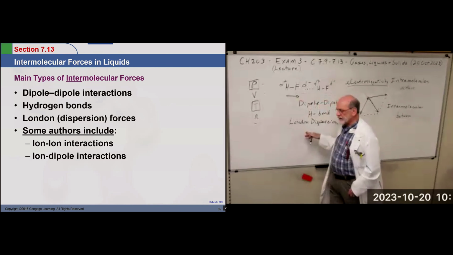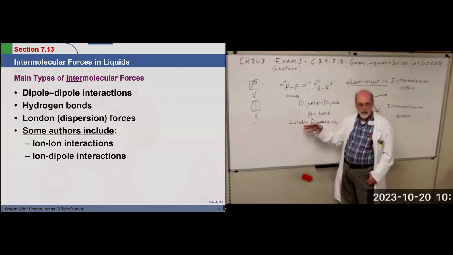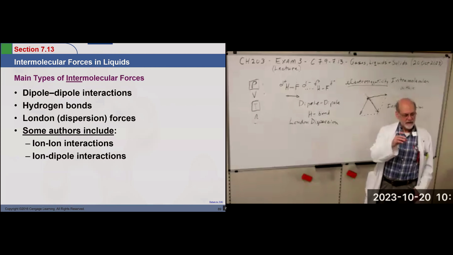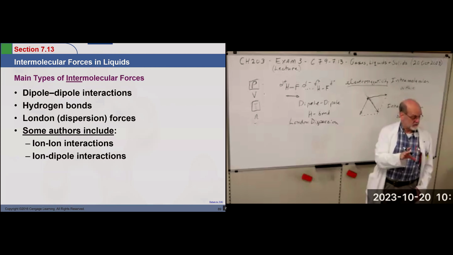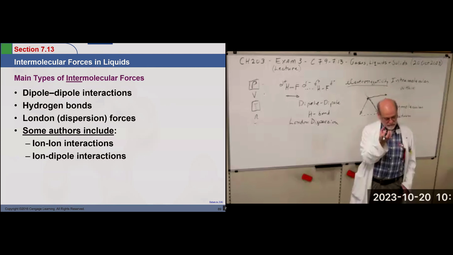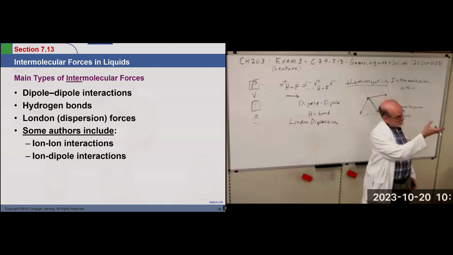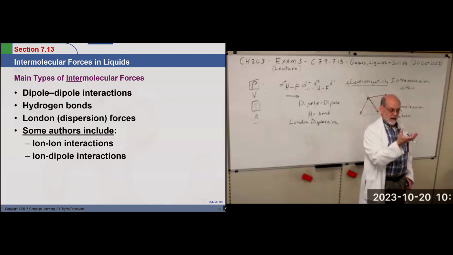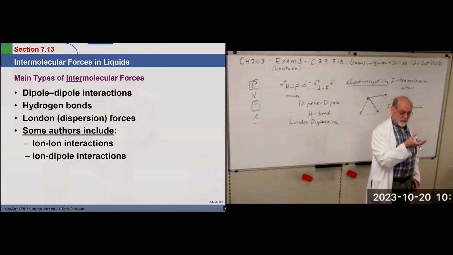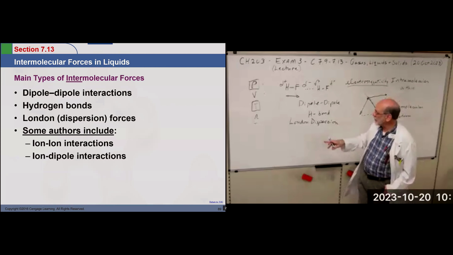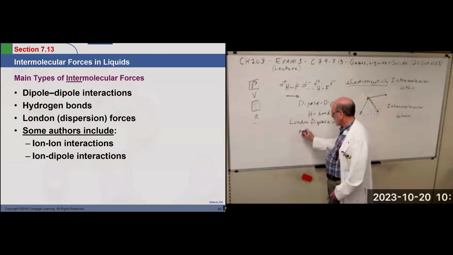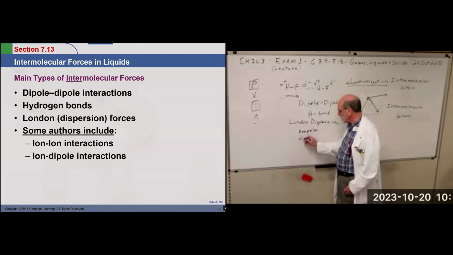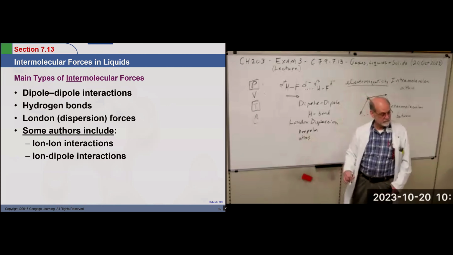Okay. London is the name of the man who proposed this model. And dispersion refers to the temporary displacement of electrons. It can happen in a big atom, like one of the noble gases, one of the bigger ones, krypton, xenon. Or it can happen in a non-polar molecule. So this can happen for non-polar molecules, and it can happen for atoms, if they're big enough.